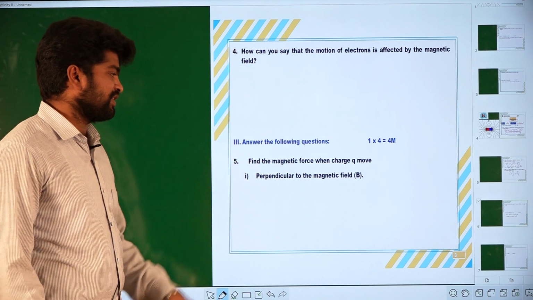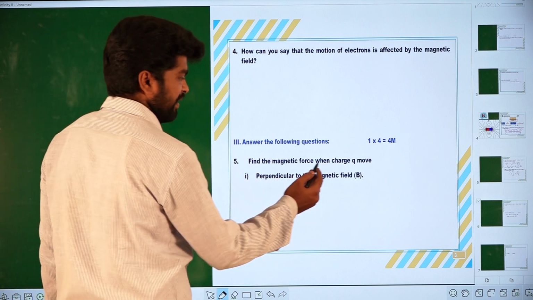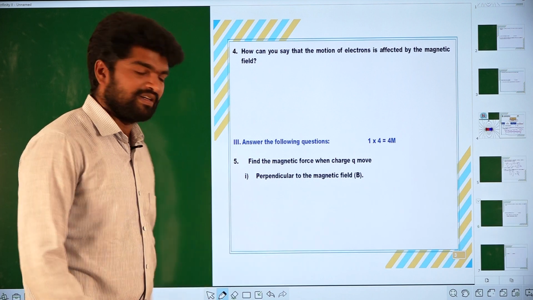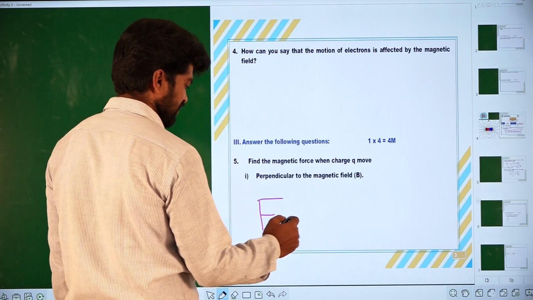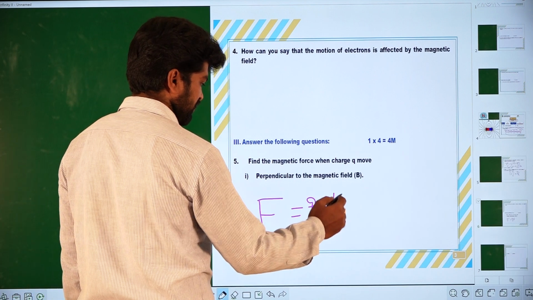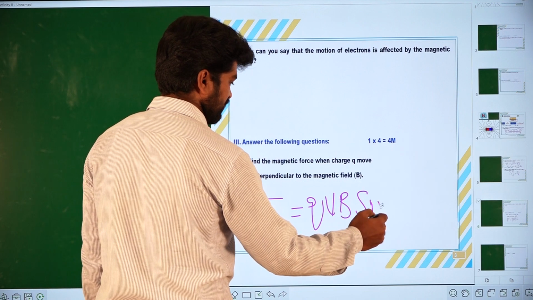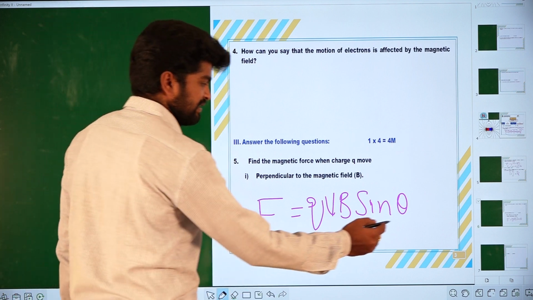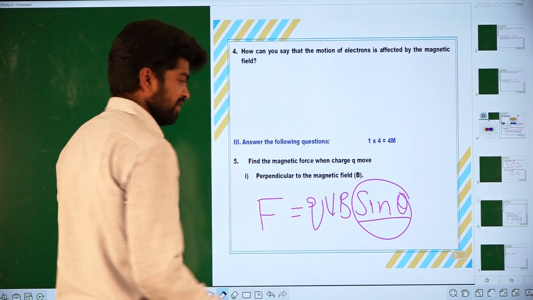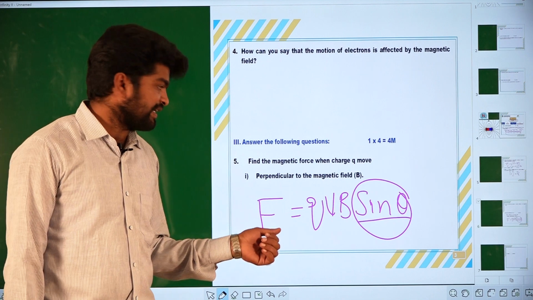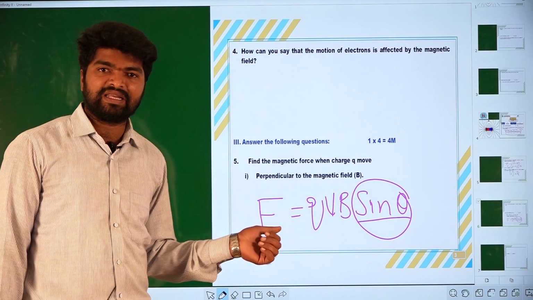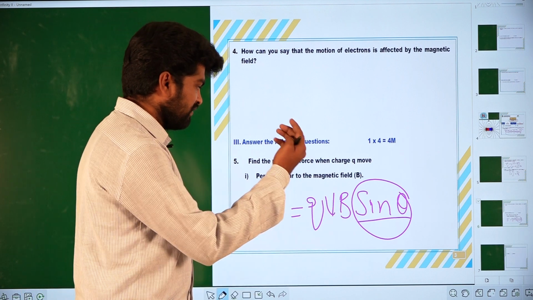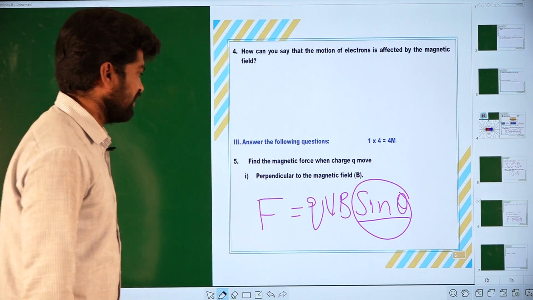So due to that distortion, we can say that the electrons are affected by the magnetic field. Then coming to the fifth question, what is this? Find the magnetic force when charge Q moves perpendicular to the magnetic field. This is what we discussed in the second question also. F is equal to QVB sin theta. When both are perpendicular, theta is 90 degrees, and sin 90 is 1. Then we get the maximum force acting on the charged particle, that is F is equal to QVB.